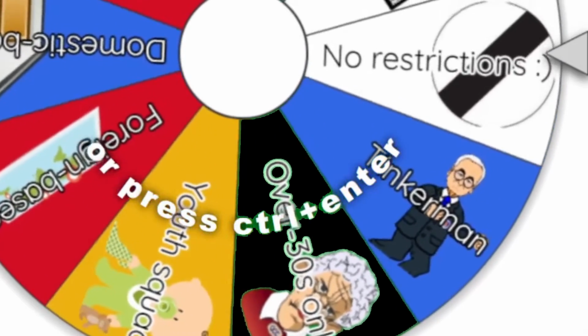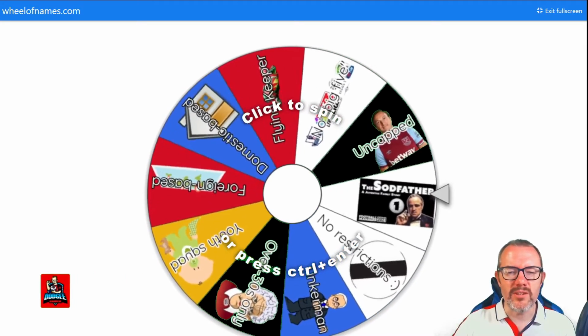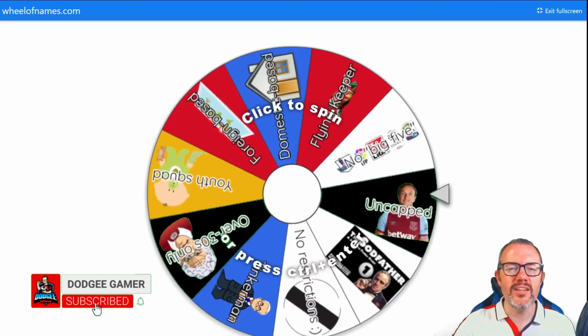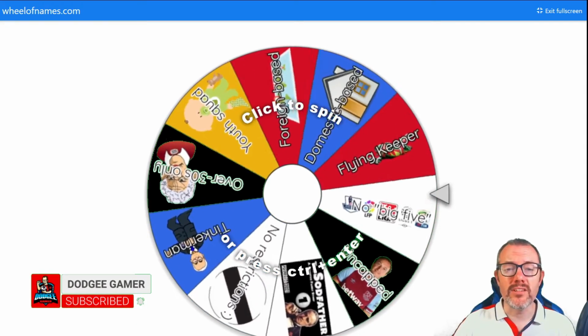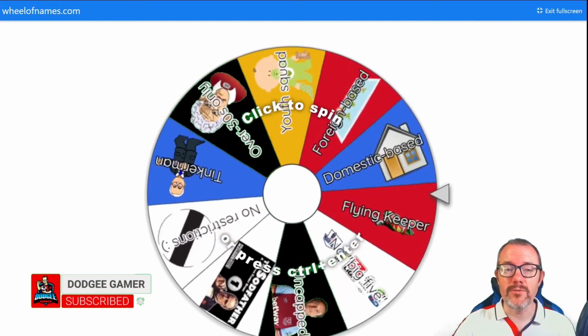Tinkerman, you may recognise the cartoon there of Claudio Ranieri. Tinkerman would basically mean not so much a squad restriction, this one. I would have to change my formation for every single game that we play in. Never the same formation twice.